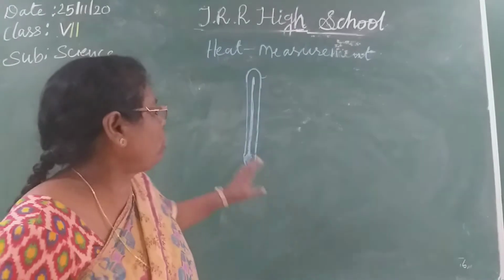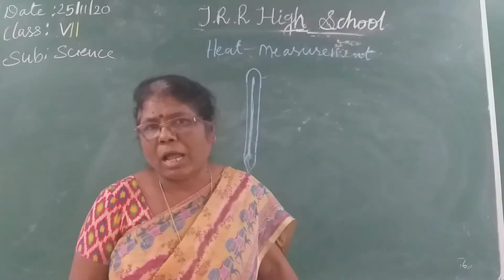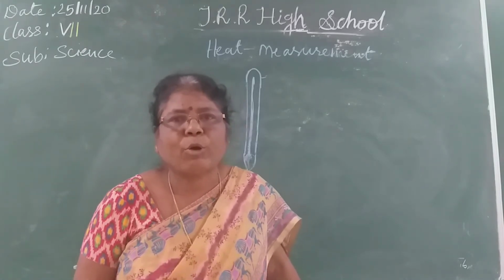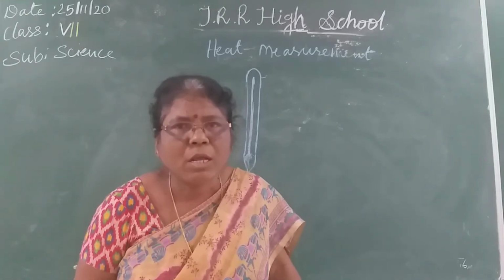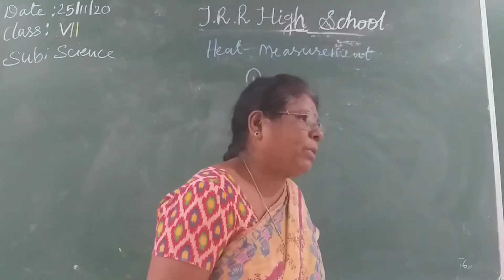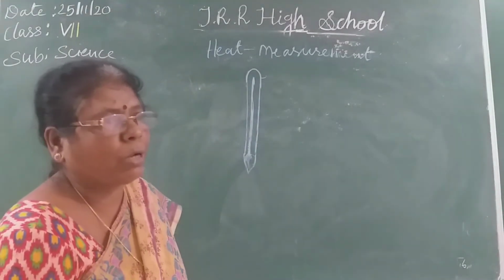So what is the use of a laboratory thermometer? We use it in the lab for chemical reactions, and for the melting points and boiling points of substances. Now here, how do we mark the readings on the thermometer?